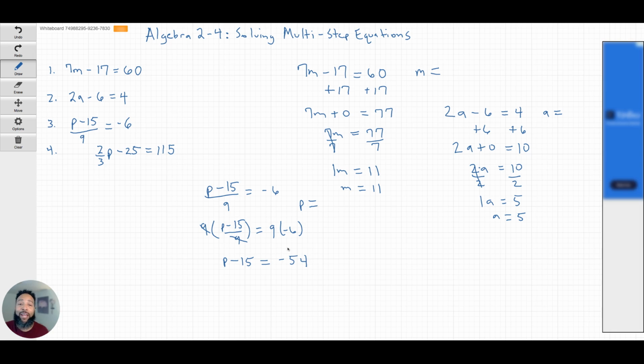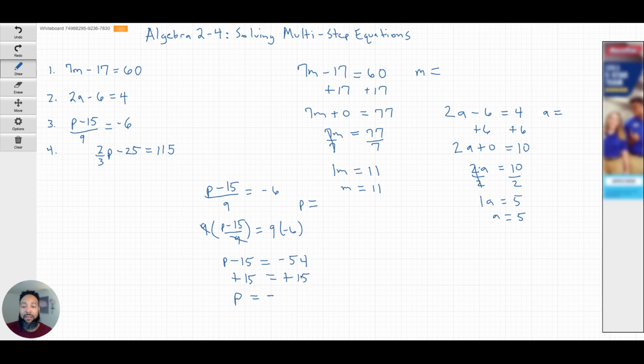So again, now we're back to a one-step equation. And so we just have p minus 15. We want to get p by itself. So we just add 15 to both sides. We have p minus 15 plus 15 equals -54 plus 15. So the 15's cancel on the left side. We have p equals -54 plus 15. The negative is the bigger number, so you know that your number is going to stay negative when adding. It's actually subtracting. So 54 minus 15, that's going to give you 39.